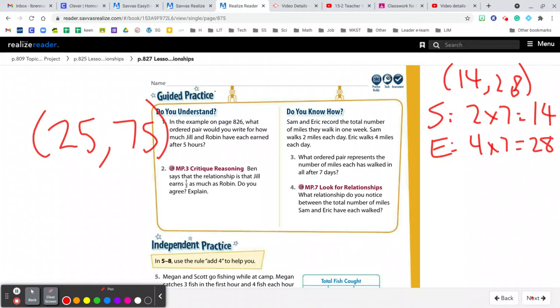Sorry, kind of spastic looking. What relationship do you notice between the total number of miles Sam and Eric have walked? And you could say Eric has always walked twice as many miles as Sam, or you could say Sam has walked half as much as Eric. Either way would be correct. There you go.